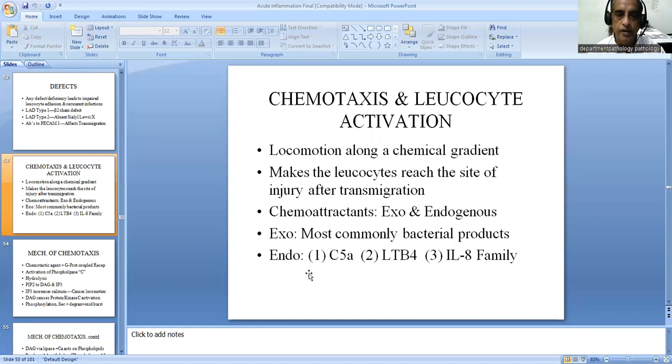The endogenous are also numerous, but to name a few, they are C5a, that is the activated form of complement number 5, leukotriene B4, which is a product of arachidonic acid metabolism, and the interleukins also secreted by the various cells. They are the interleukin 8 family. So these act as chemoattractants, causing the cells to move along that chemical gradient.